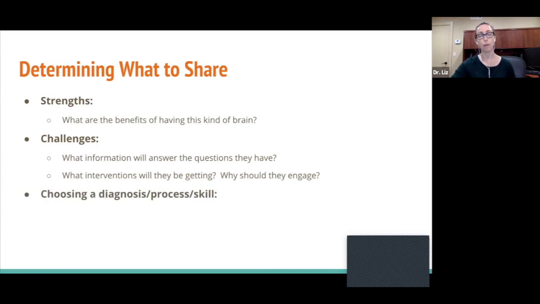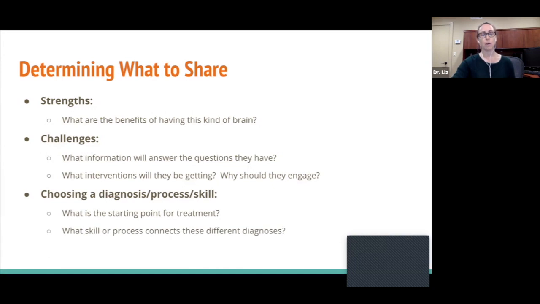And then when there are complex diagnoses, multiple diagnoses, no diagnoses, because we can't really hone in on it yet, I'm thinking about, again, the starting point for treatment. So whatever we've determined is the most important place to start treatment, I want to make sure that I'm picking out that skill or that diagnosis that's going to help me explain why that's where we're starting. I'm also thinking about, is there a skill or a process that connects all of these things? So last week I talked about a child who had some learning challenges and some kind of budding mental health challenges.